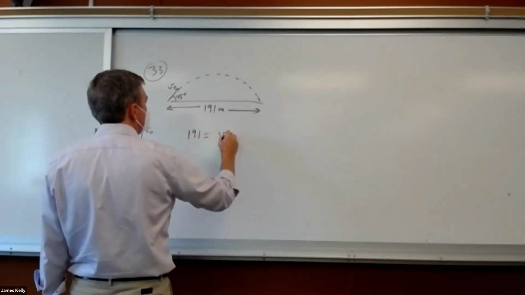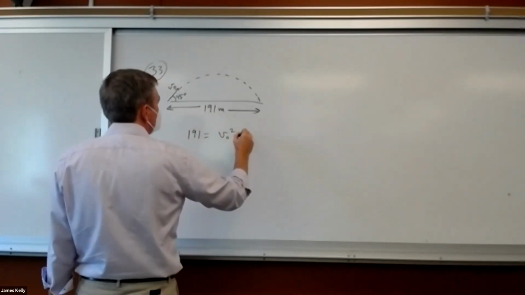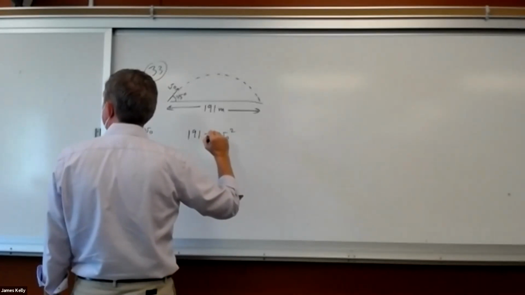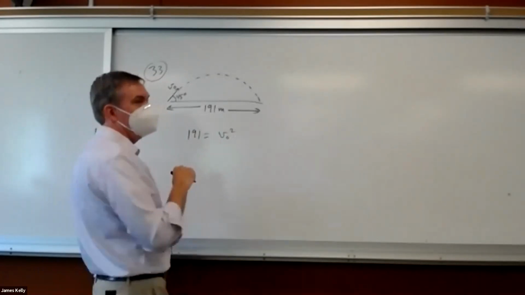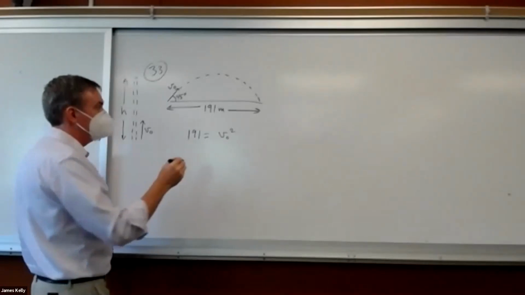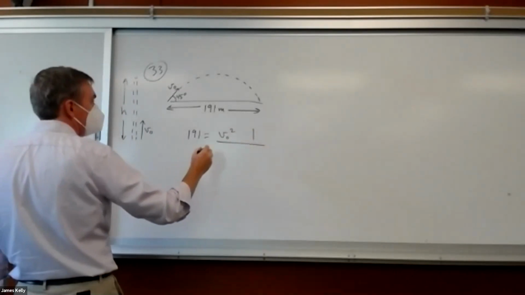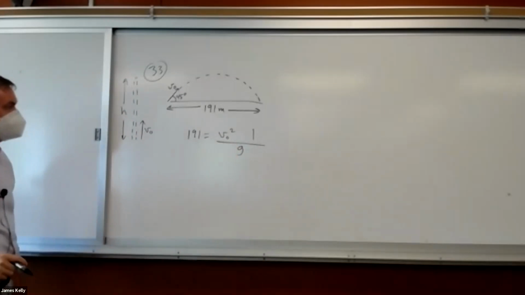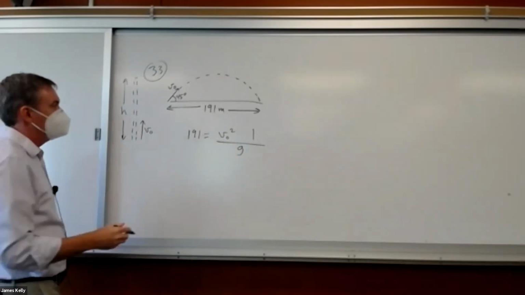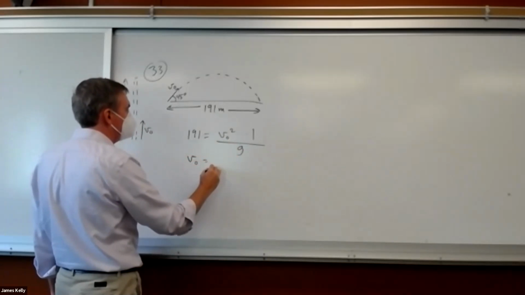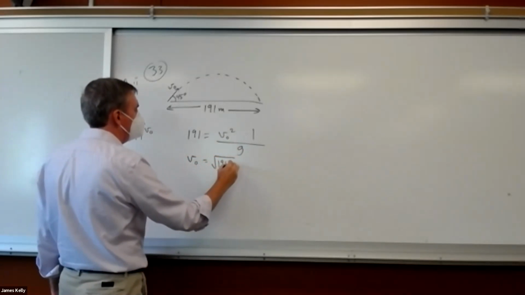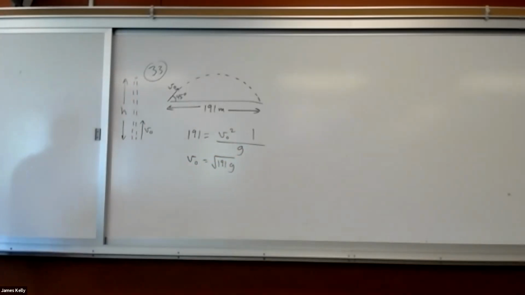191 equals V0 squared times the sine of 2 times 45 degrees. That's the sine of 90 degrees. The sine of 90 degrees is 1. So I'll just put a 1 up there. Divided by little g, which is 9.8. And therefore, V0 is the square root of 191 times 9.8. Okay, that's interesting.